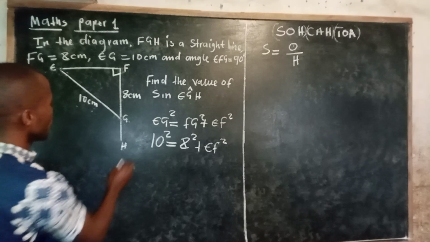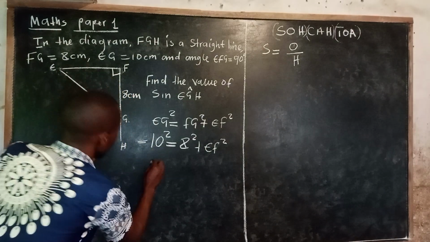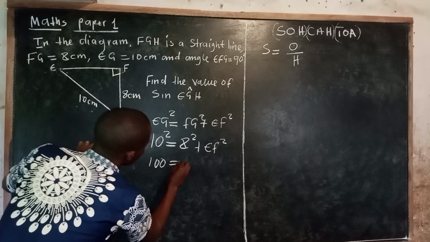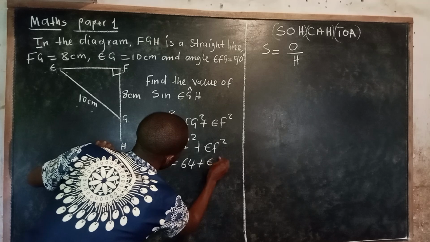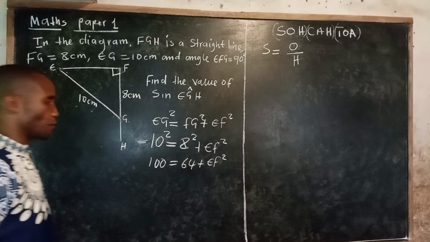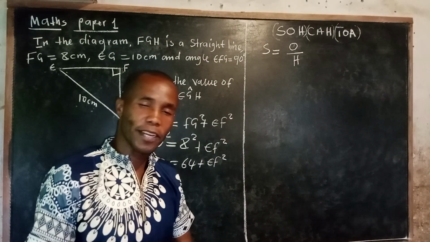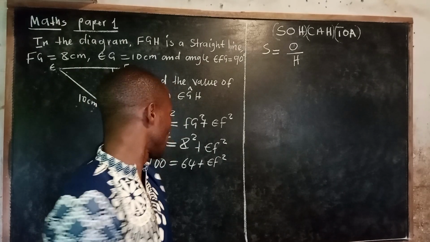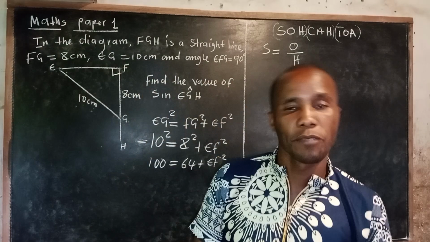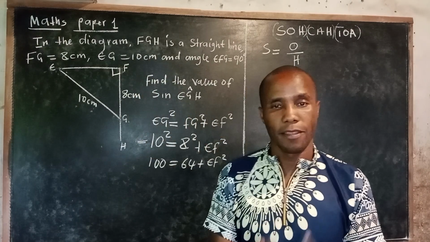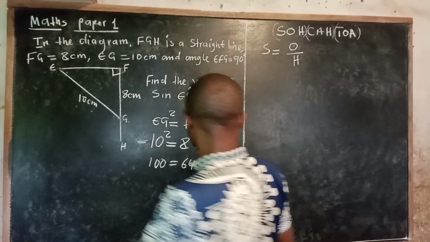Let us find the values of this. 10 squared is what? 100 equals 8 squared is what? 64 plus EF squared. So here this is an equation, as you can see. We are going to collect the like terms and the unlike terms. Remember, in an equation we always make sure that the term with the variable lies on your left hand side.